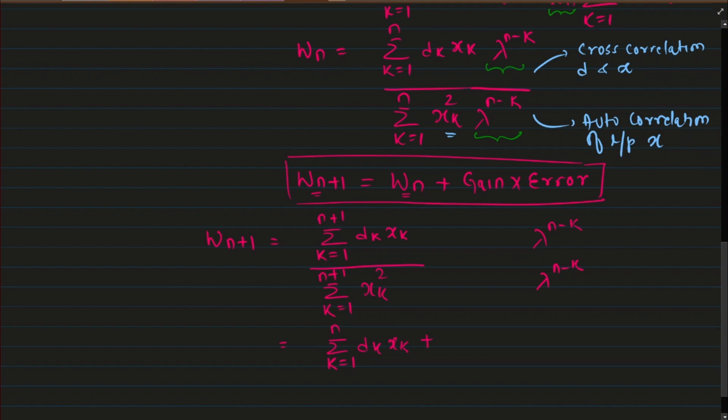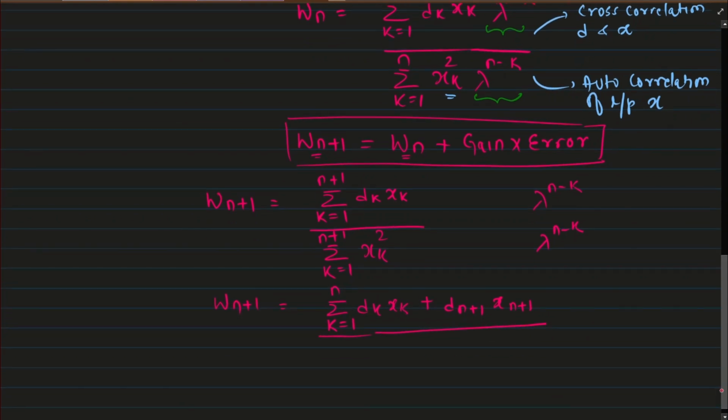So what is the n plus 1 term? The n plus 1 term is nothing but d n plus 1 x n plus 1. So this is equivalent to the numerator part, and the denominator can also be written in a similar fashion. So the sum over k going from 1 to n plus 1 of xk square, and then, not n plus 1 here, this is n, and we add the nth term.